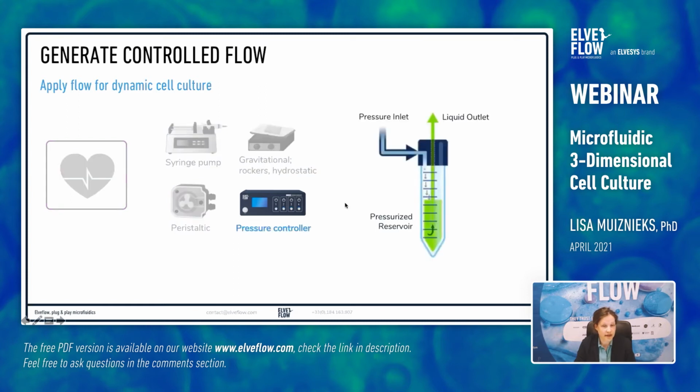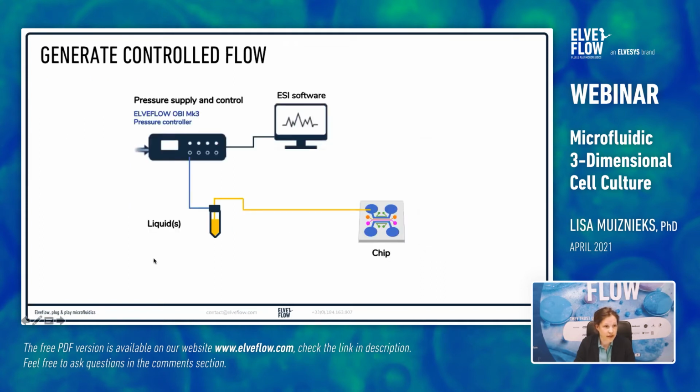Pressure-driven flow works by controlling the precise amount of air pressure on the surface of a liquid in a reservoir. With increasing pressure, the liquid is pushed through the outlet tube. The greater the pressure, the faster the flow. The pressure controller is hooked up to liquids in reservoirs and connected to the microfluidic chip with tubing.